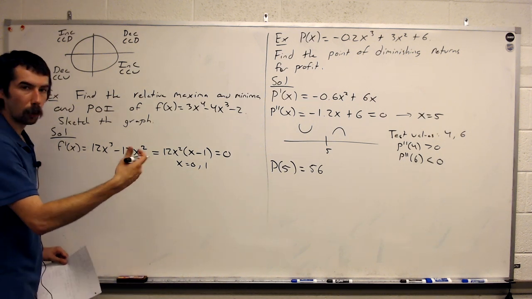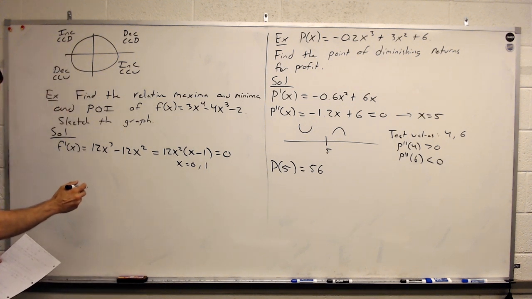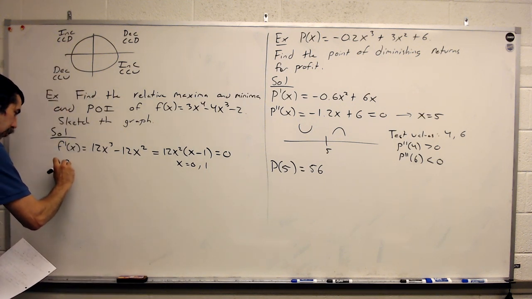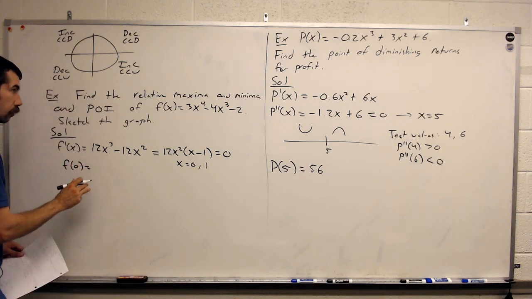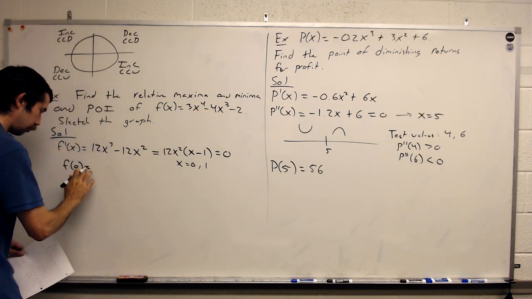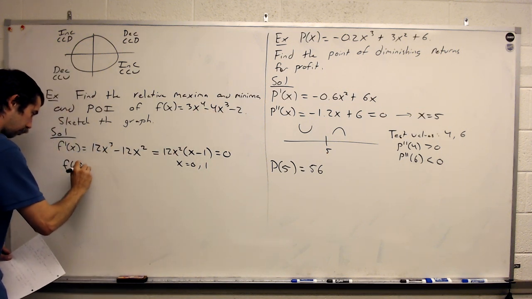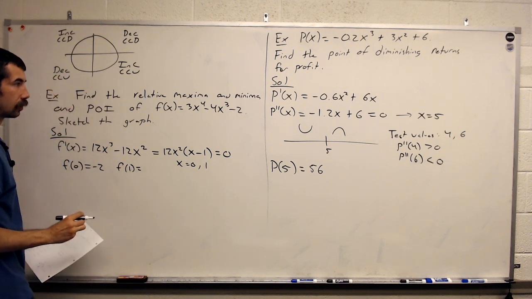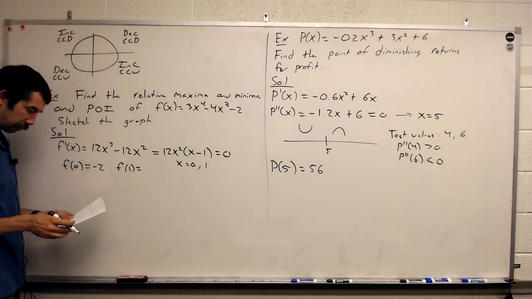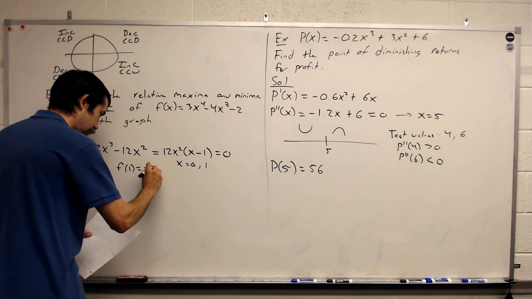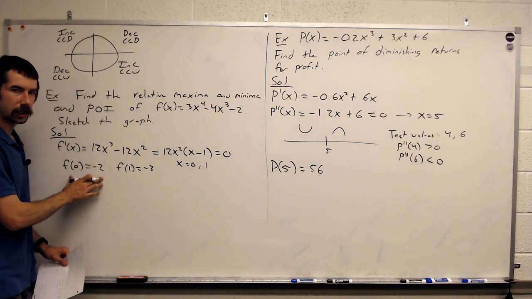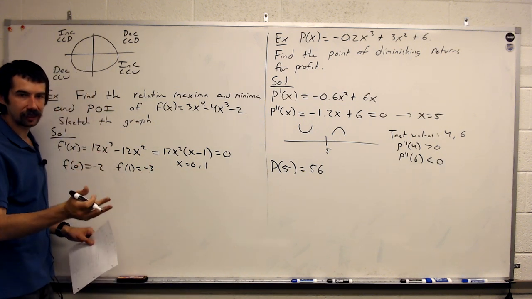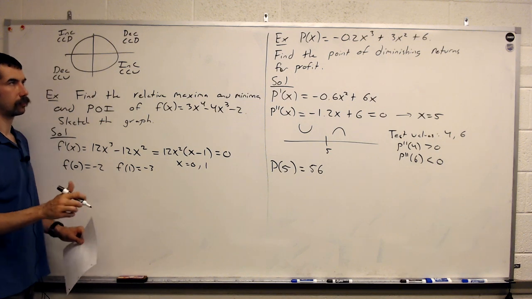Let's turn these into points. So f of 0 is -2. F of 1 is -3. Okay, so we have these 2 points. These are candidates for a max or min.